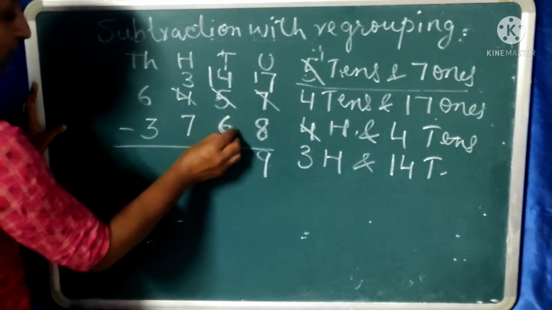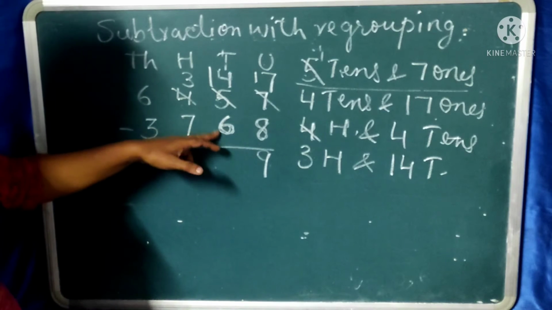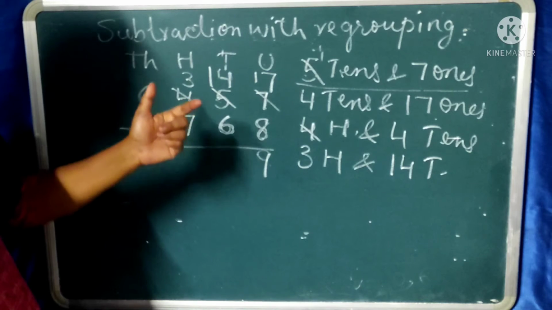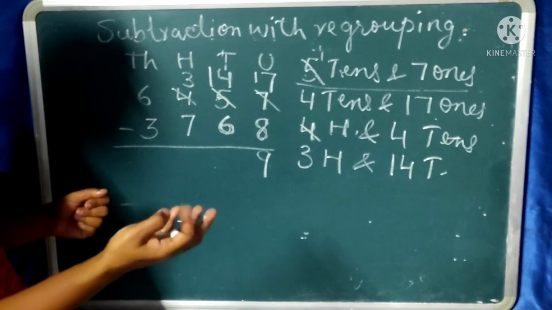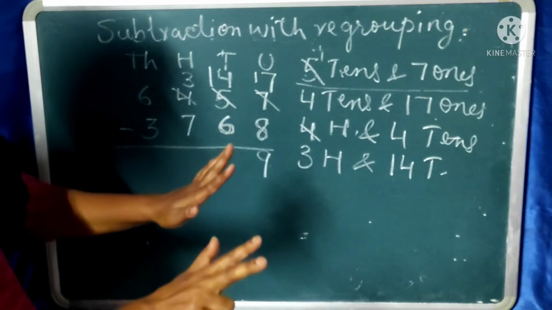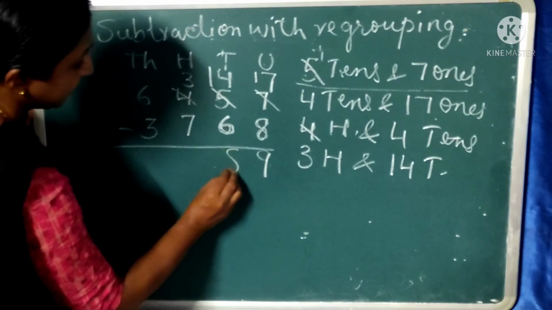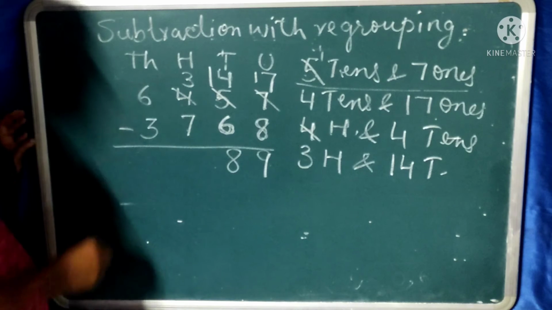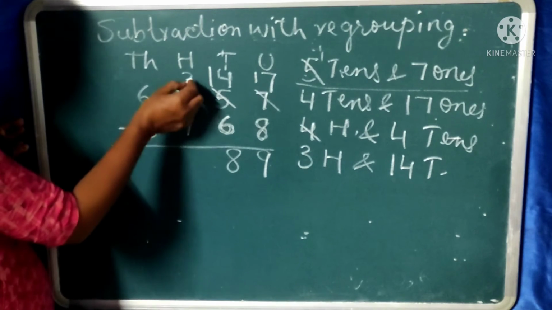Now we have to subtract 6. We can subtract 6 from 14. So after 6: 7, 8, 9, 10, 11, 12, 13, 14. So how many fingers? 8. So write here 8. Now can you subtract 7 from 3? No, because 7 is greater than 3.